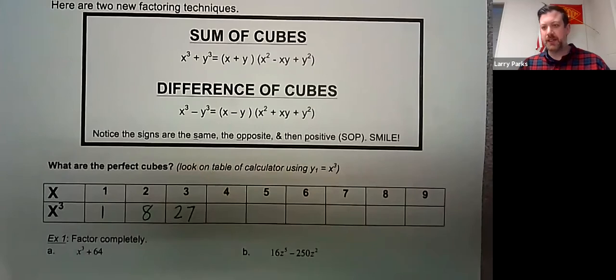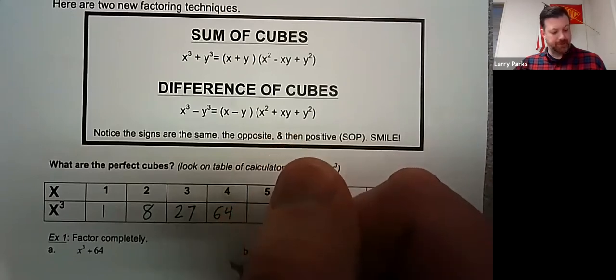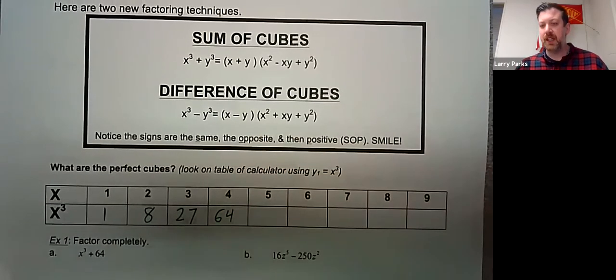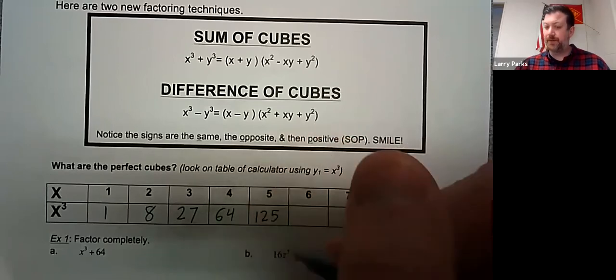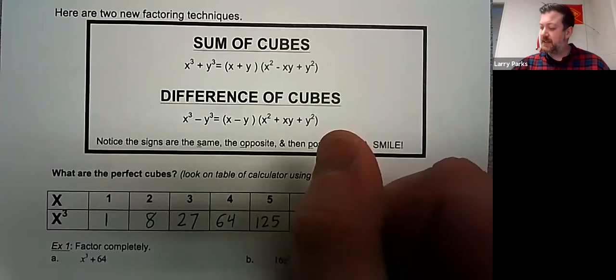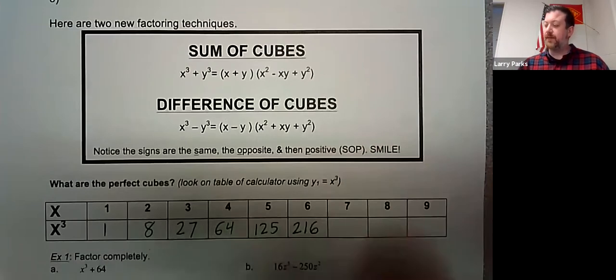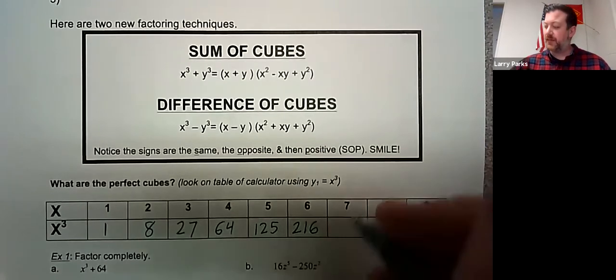4 to the third, 4 times 4 is 16. Multiply that by 4 again, 16 times 4, and you get 64. 5 to the third, 5 times 5 is 25. Multiply 25 by 5, you get 125. And then we have 6. 6 times 6 is 36. Multiply that by 6 again, you get 216. 7. 7 times 7 is 49. Times 7 again is 343.